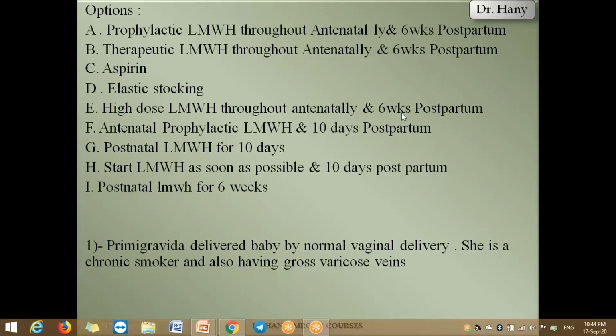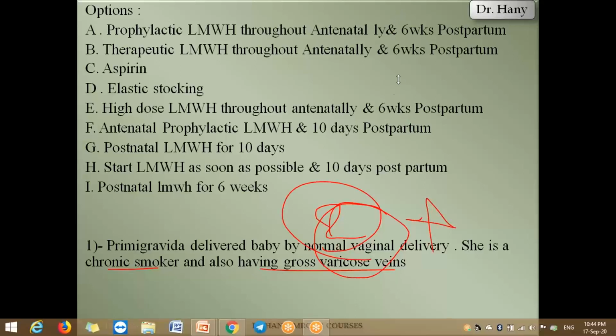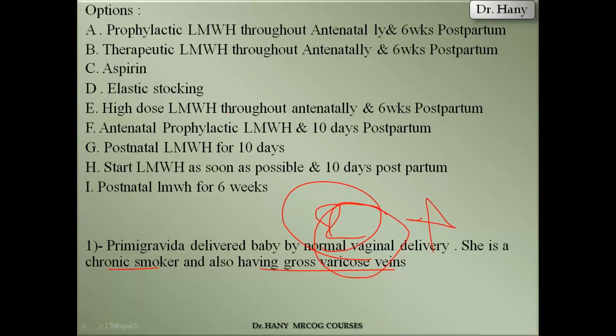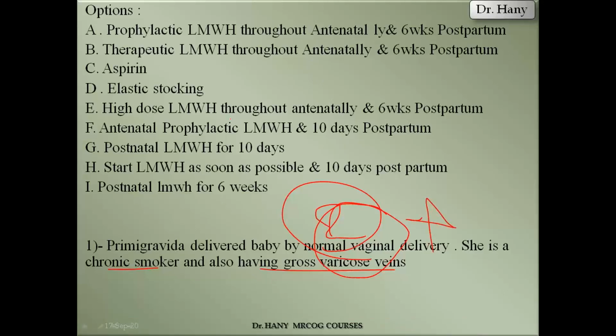Okay? I missed one question here. Delivered baby by normal vaginal delivery. She is a smoker and has gross varicose veins. So two risk factors. In antenatal, nothing. In postnatal, because she delivered with two risk factors, she will have 10 days postpartum. Elastic stocking. 10 days postnatal. Excellent. So this woman will take 10 days postnatal only.